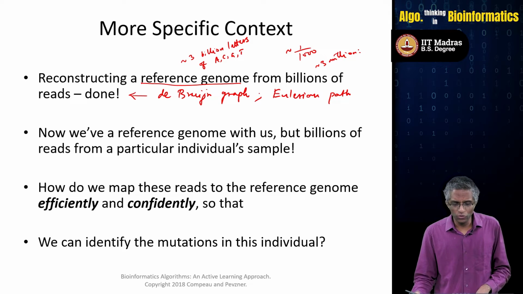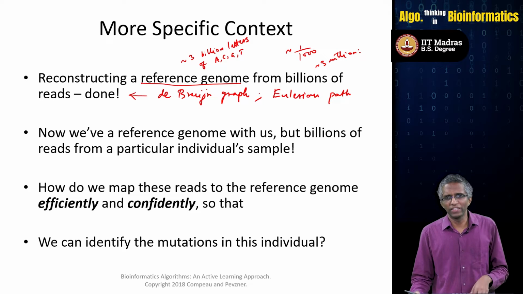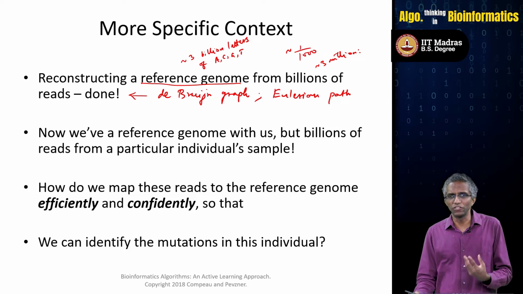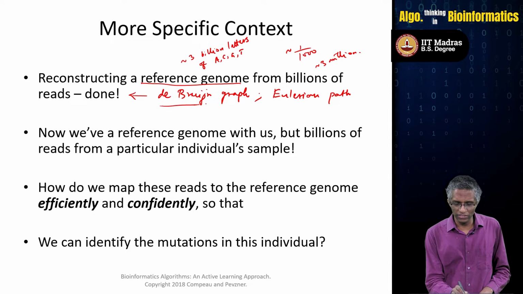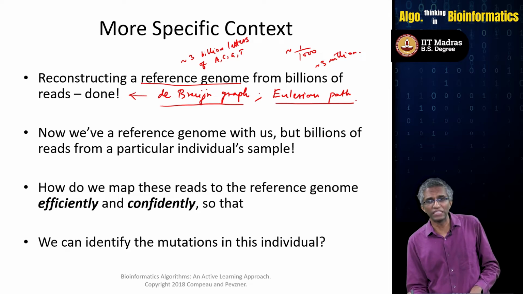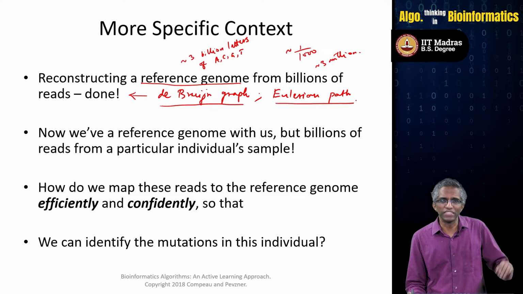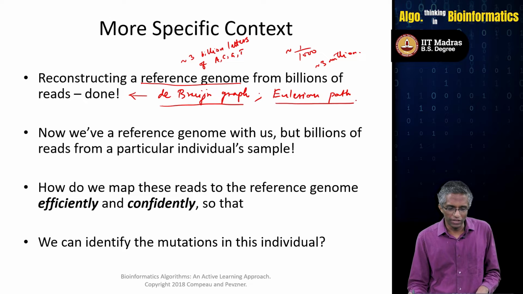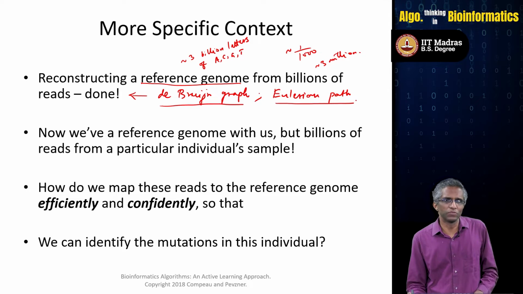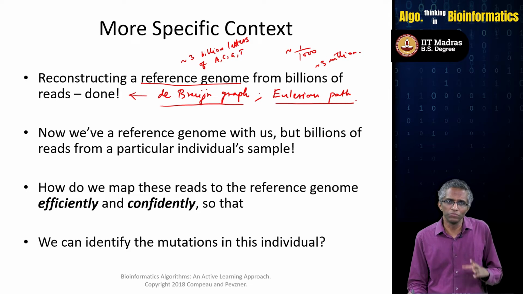There are two ways to go about it. I can get all the reads from my genome, and I can again construct a De Bruijn graph and then find an Eulerian path in the graph. That is going back to the basics. You run the same algorithm that you used to build your reference genome de novo.